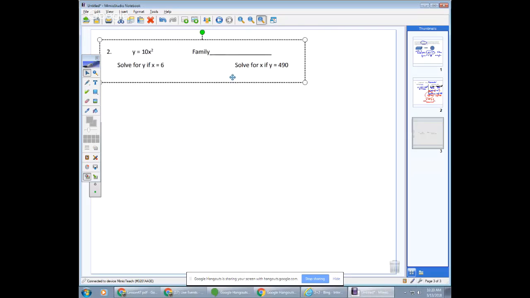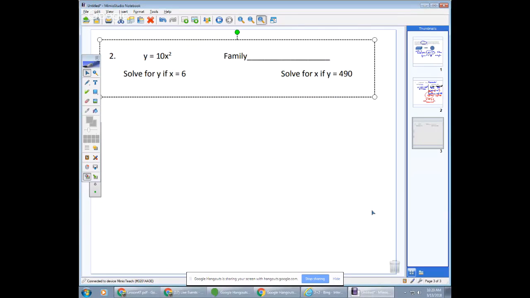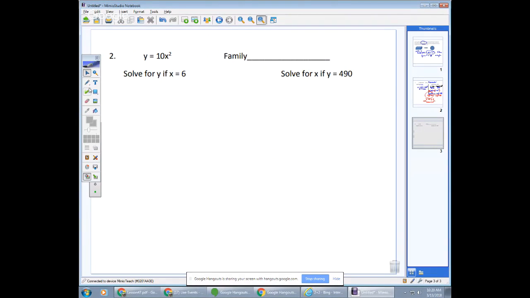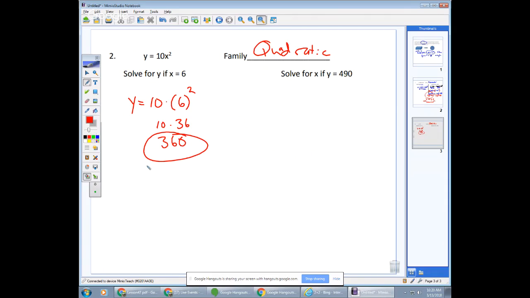We decided this was the quadratic family. And first step is just to plug in. So we're going to drop a 6 in for the x. So 10 times 6 to the second power. So 6 squared is 36 times 10 is, I think, 360. Anyone else get that for y? The order of operations, okay.